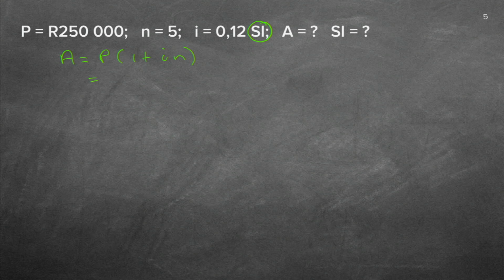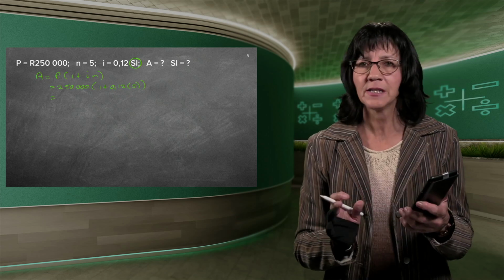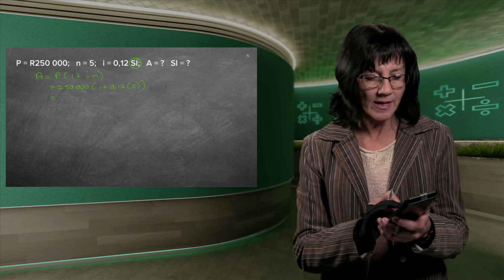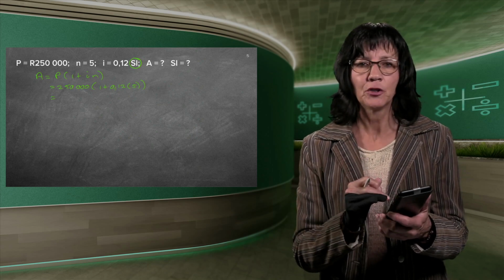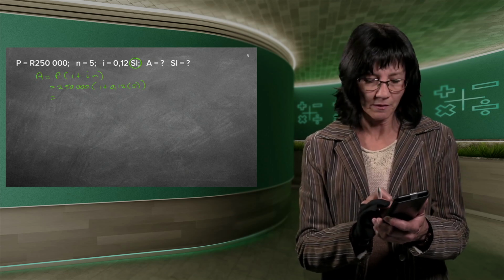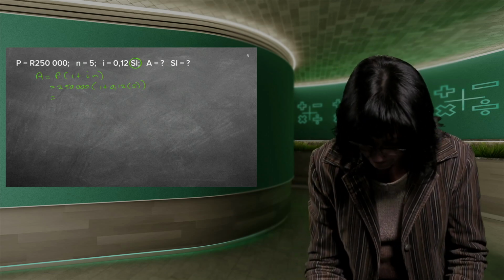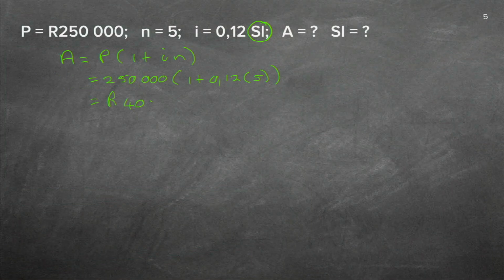We're going to fill in what we have. We have 250,000. We have 1 plus the I is 0.12. The N is 5. And I'm going to click all of that on my calculator. Be very, very careful. If there's so many zeros in a number, it's very easy to either miss one or put one extra. So as I'm clicking it in here, I'm checking if I do have the right amount of zeros. 1 plus 0.12 times 5, because remember bracket means times. Close your bracket, equals, and that gives me 400,000.